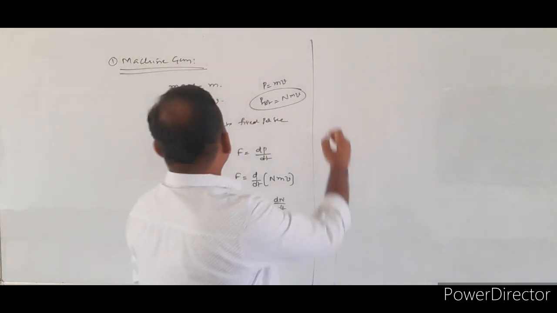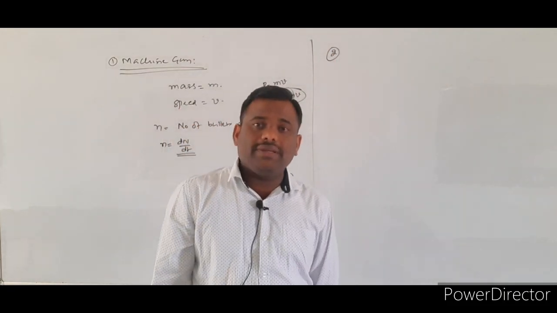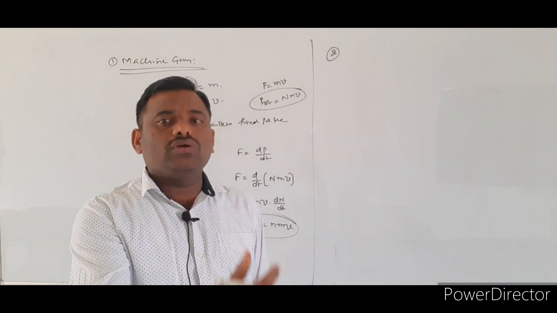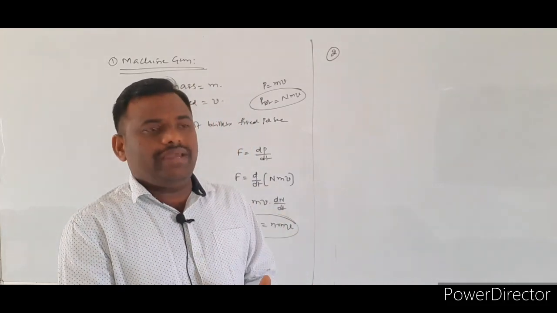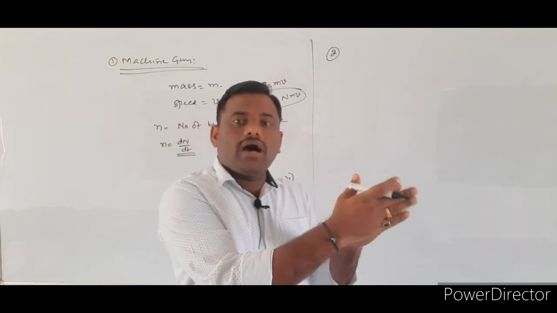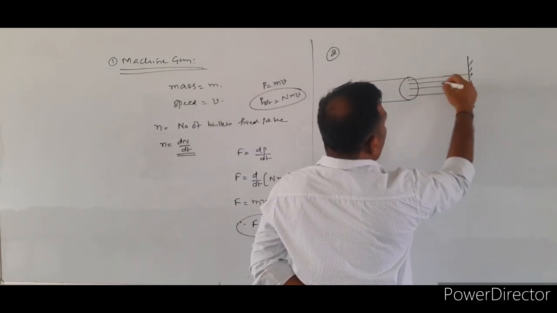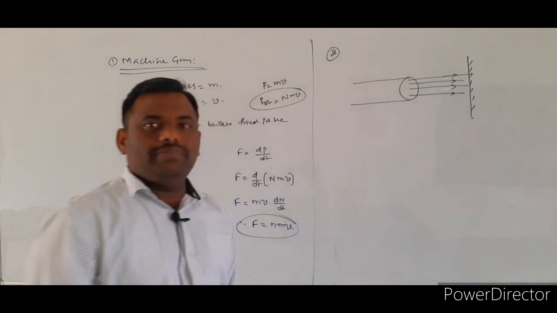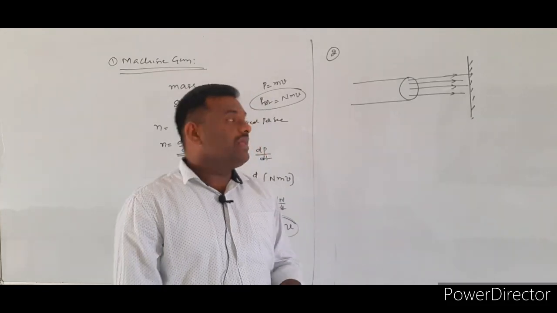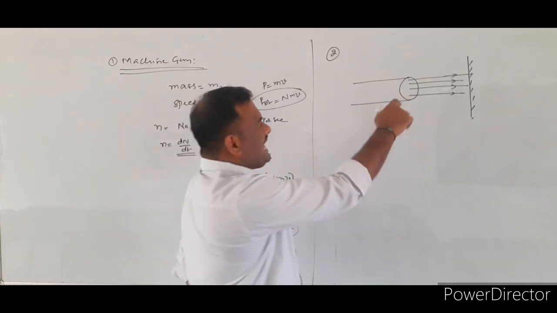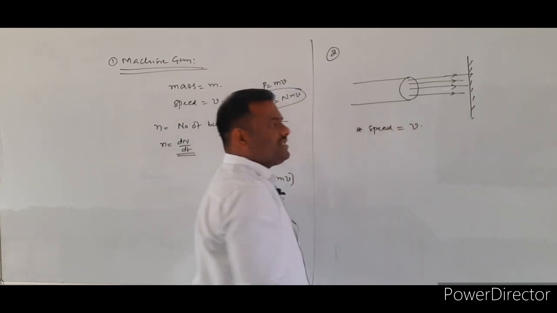Now we are going to discuss the second application. What is the second application? A water jet will be coming out of a pipe, and this water jet will be striking the wall normally. So whenever the water jet coming out of the pipe strikes normally, it has a certain speed. The speed of the water jet we are assuming as small v.